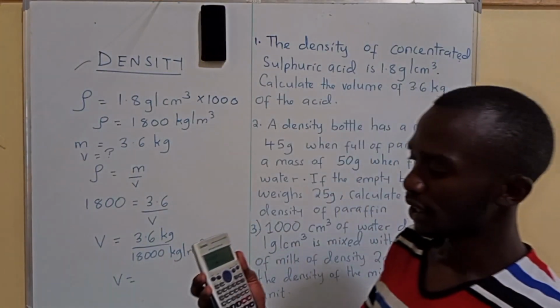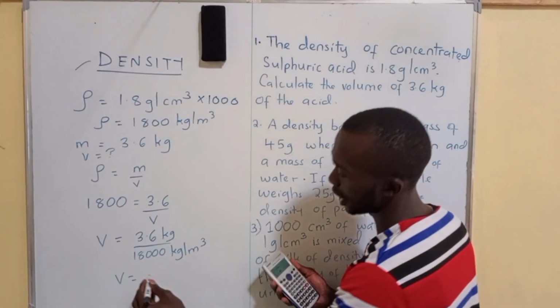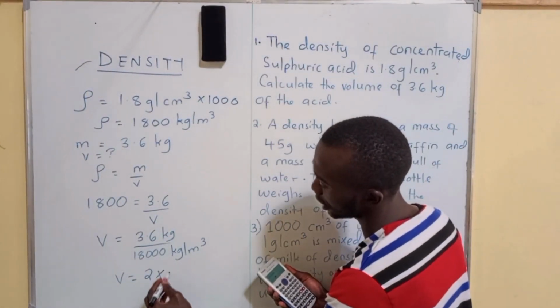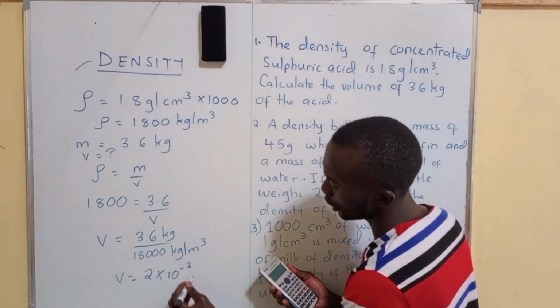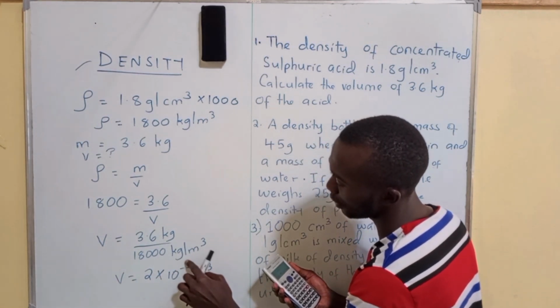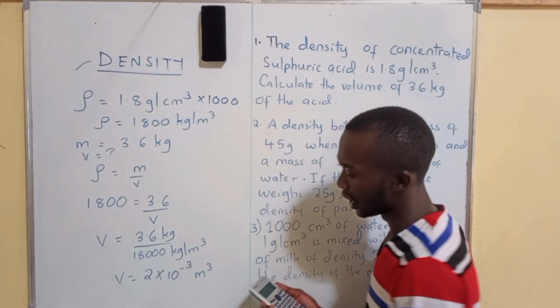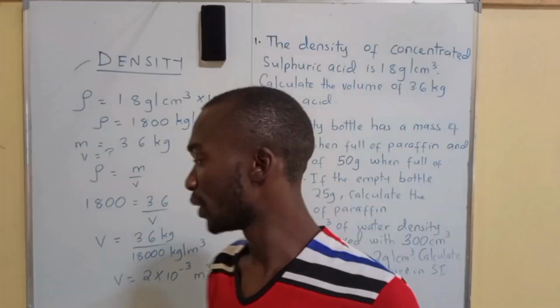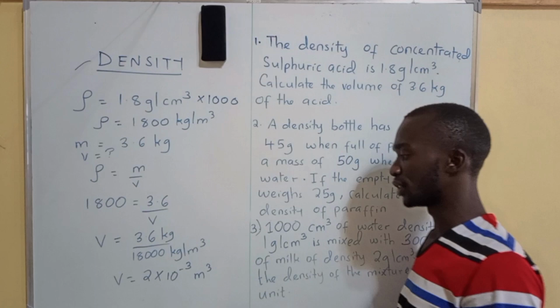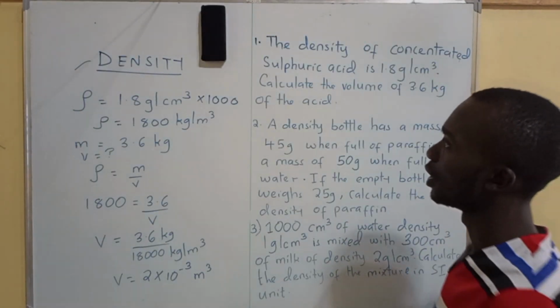This gave me 2 times 10 to the power of negative 3 cubic meter. So that is the volume of the sulfuric acid in SI units. The volume in SI units is 2 times 10 to the power negative 3 cubic meter.